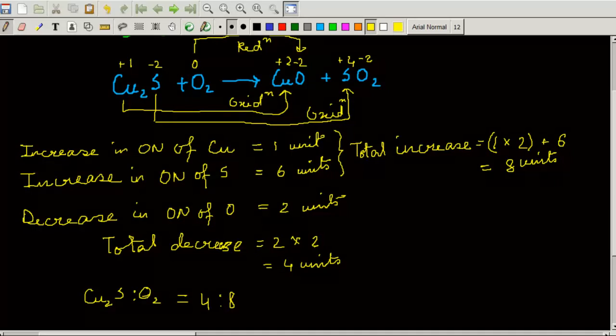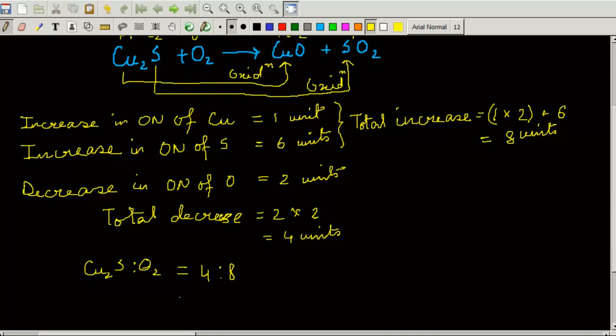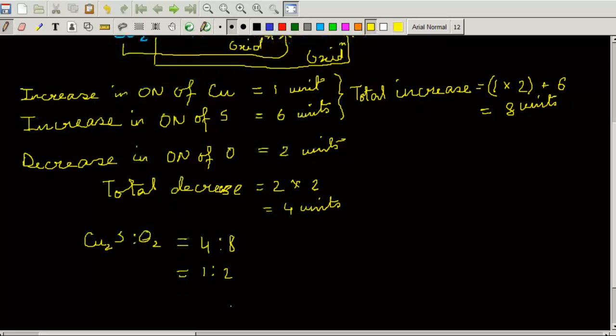Okay. Next, what will be the reaction? See that this ratio can be reduced as 1 is to 2. Try to write the reaction now. Copper sulfide, we have 1 copper sulfide. Then 2 oxygen. Write 2 oxygen. And then it will give copper oxide plus sulfur dioxide.